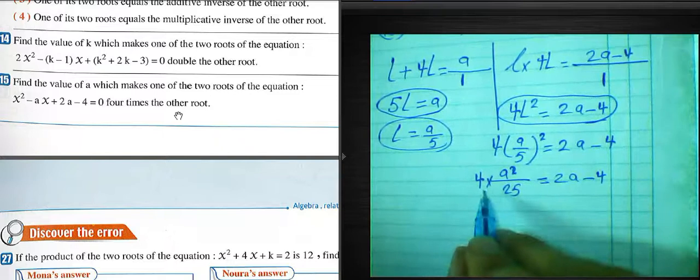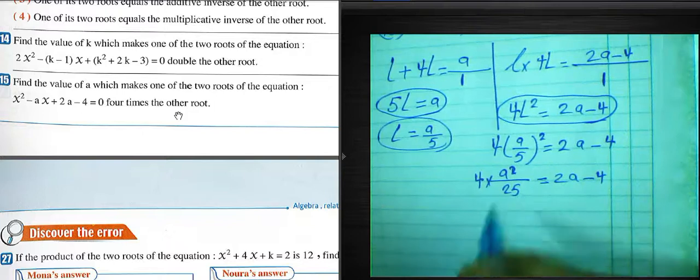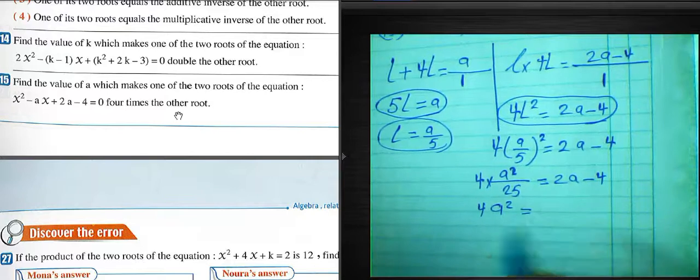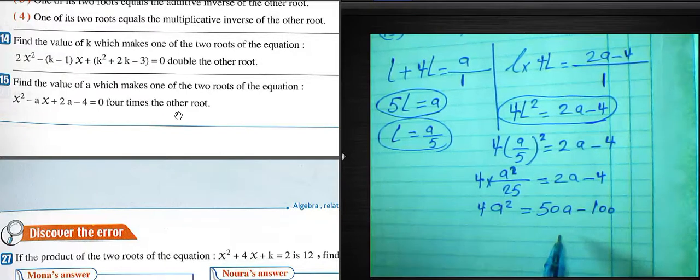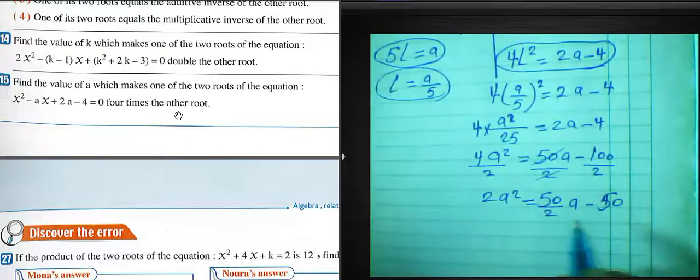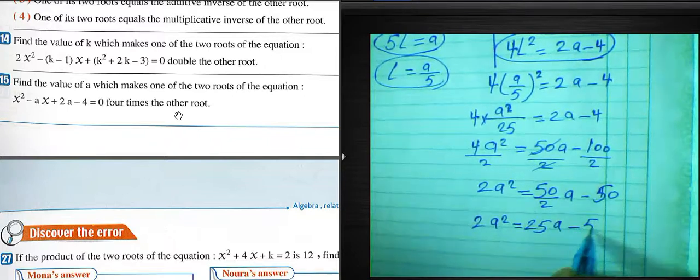We can find the result by multiplying by 25 to cancel this. Okay, 4a power 2 equal 50a subtract 100, and we can divide it by 2 to simplify it. 2a power 2 equal 25a subtract 50.